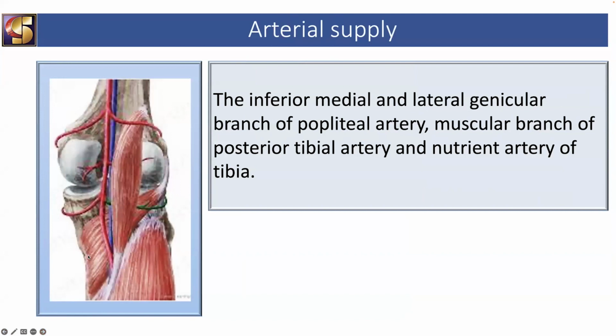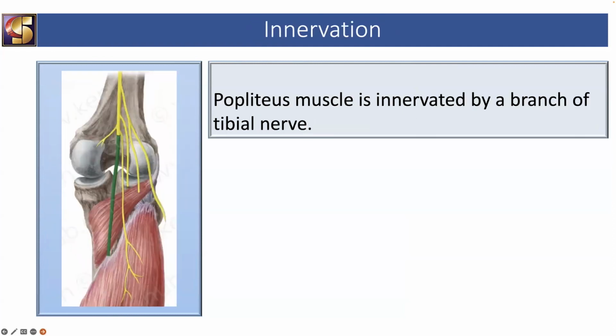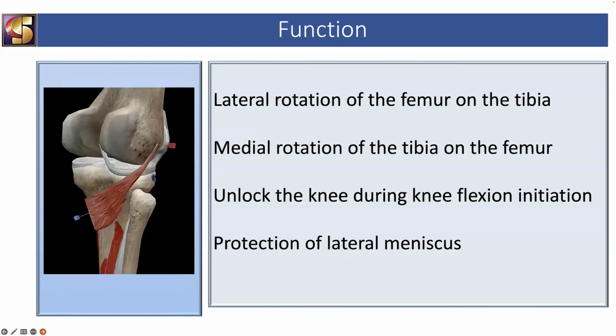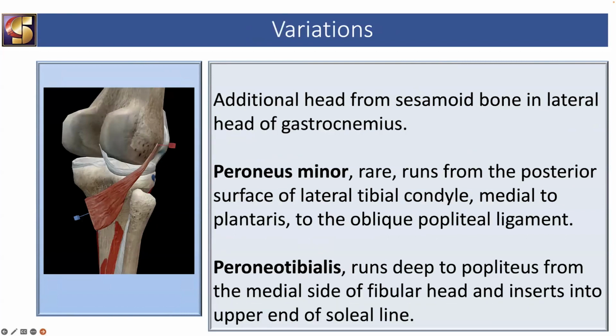The main arterial supply to the popliteus is from the inferior medial and lateral genicular branches of the popliteal artery, the muscular branch of the posterior tibial artery, and a small nutrient artery of the tibia. The popliteus muscle is innervated by a branch of the tibial nerve. What are the main functions? That's the lateral rotation of the femur on the tibia, medial rotation of the tibia on the femur, to unlock the knee during knee flexion initiation, and protection of the lateral meniscus.